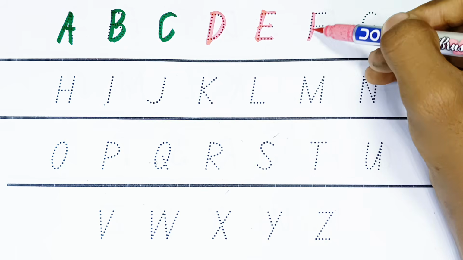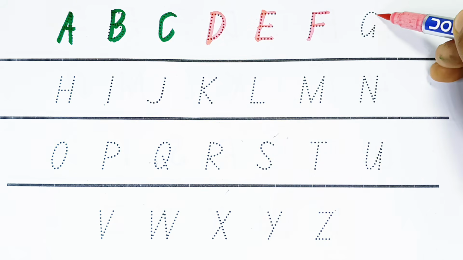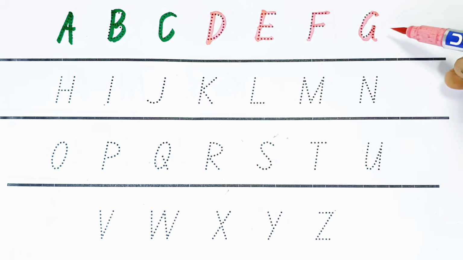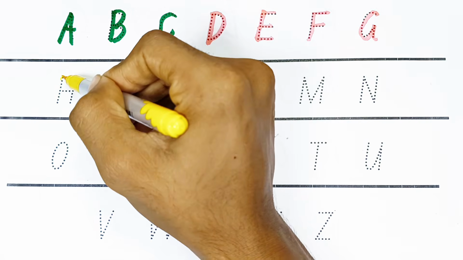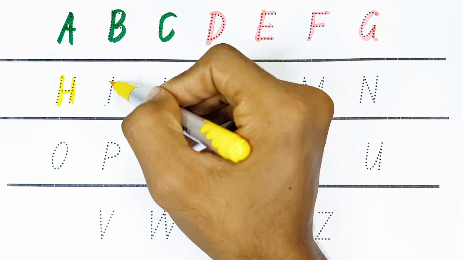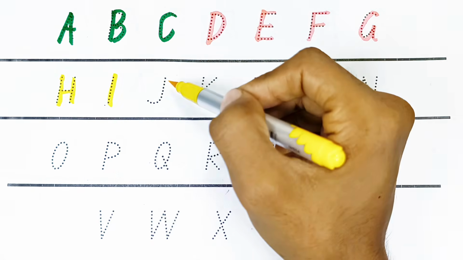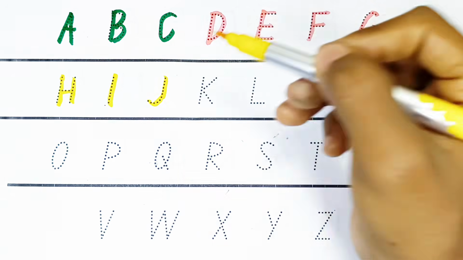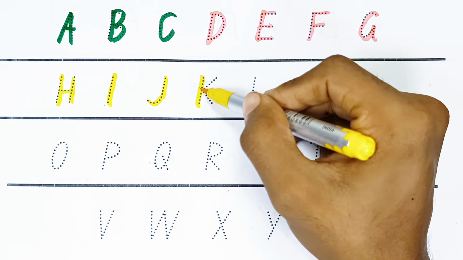E for elephant. F for fish. G for God. Kids, now you draw H. The alphabets of H. H for helicopter. I for ice cream. J for joker.